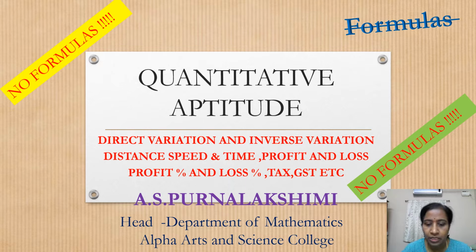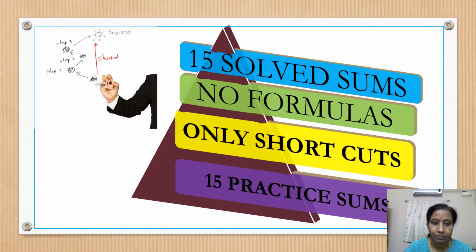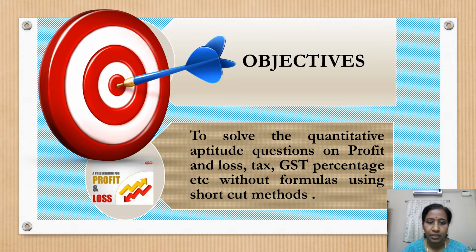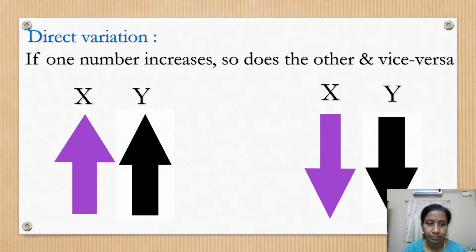Say for example, distance, speed, time, profit percent, loss percent, GST, tax, etc. In this session, you are going to have 15 solved sums, no formulas, only shortcuts, and 15 practice sums. And these 15 practice sums, you can do in 5 minutes. The objective is to solve the quantitative aptitude questions on profit and loss, tax, GST, percentage, etc. without formulas using shortcut methods.